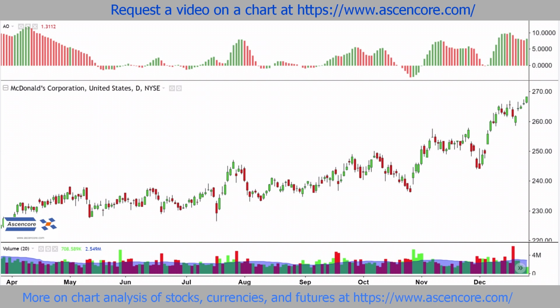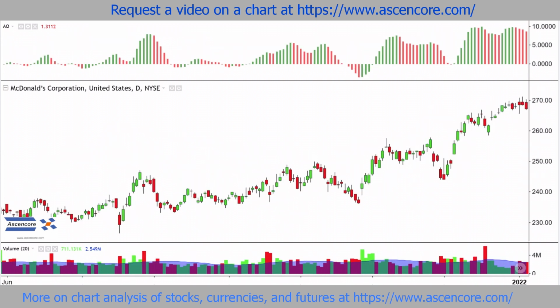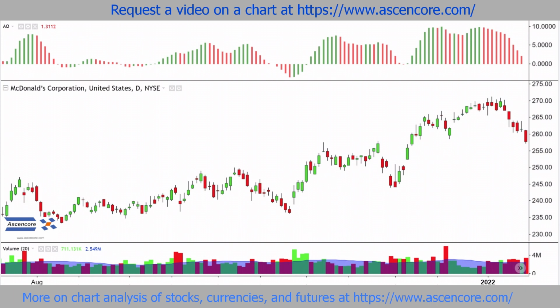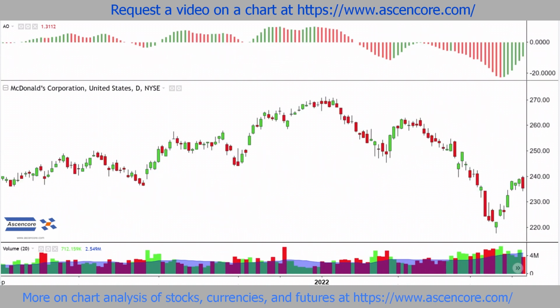Since there was a negative zero line crossover between the two peaks here, it was not technically a Twin Peaks setup. In contrast, the Twin Peaks that form here are more correct. The values stay above zero, and the zero line crossover begins following the second peak. And it's quite a sustainable downtrend since even when green bars appear, values stay well below zero.